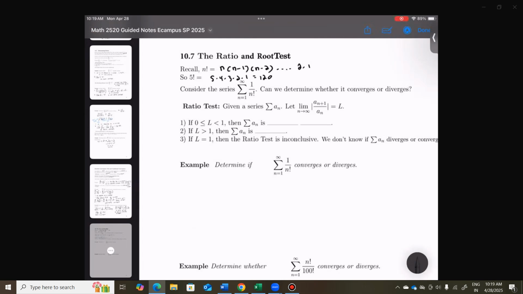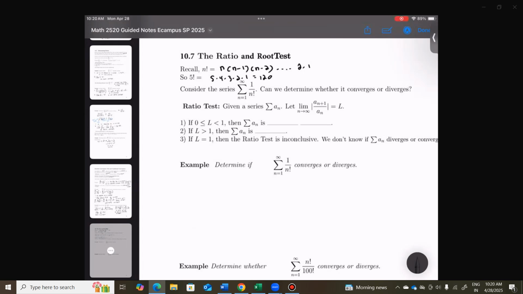Alright, so now we're going to consider this series summation from 1 to infinity of 1 over n factorial. Can we determine whether it converges or diverges? Okay, so first we're going to look at the ratio test.